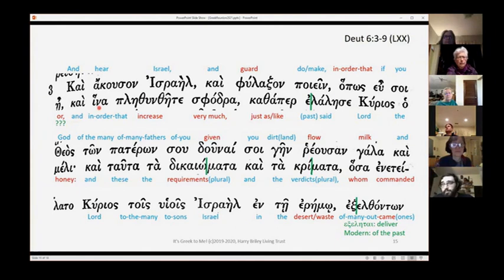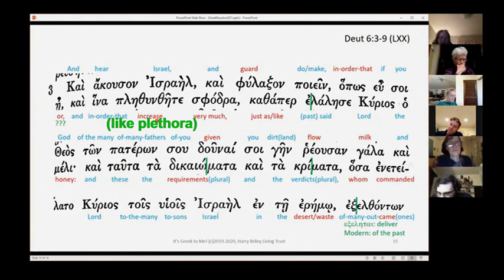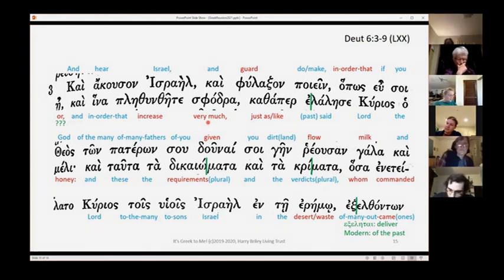Kai is an. Hina, in order that. This long word has the word for increase in it. Oh, like a plethora? Yes. Oh, yes, Mara. That was you, right? Yeah, plethora. Very good. I'm impressed. Sphodra is very much. So in order that you can increase very much.